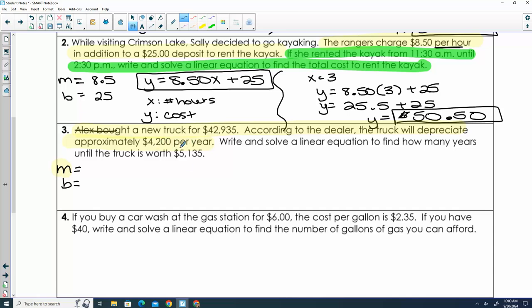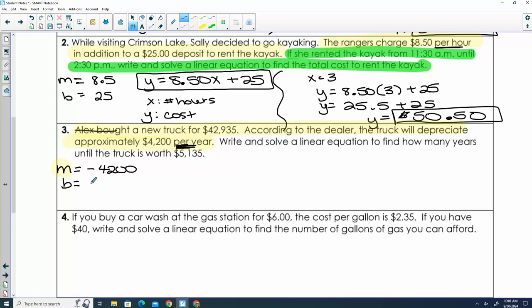You notice it has that word per there. Anytime you see a per, that is talking about your slope. Now this one's a little bit tricky. It's depreciating. What does that mean? It's going down, decreasing. So what should I put on this? A negative. So because it is losing value, it's decreasing. We know a decreasing line has a negative slope.